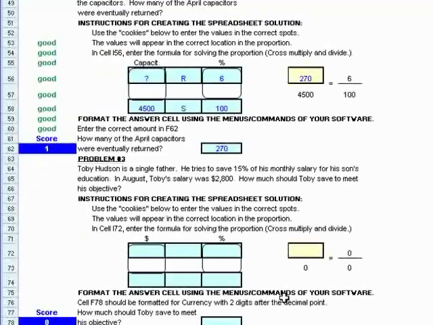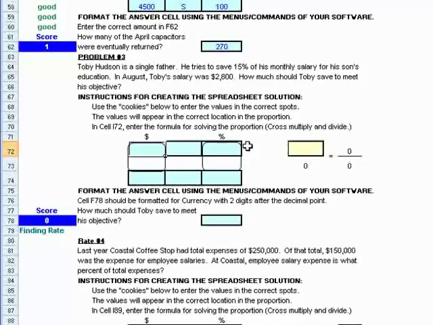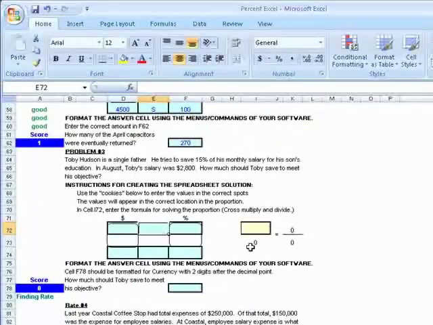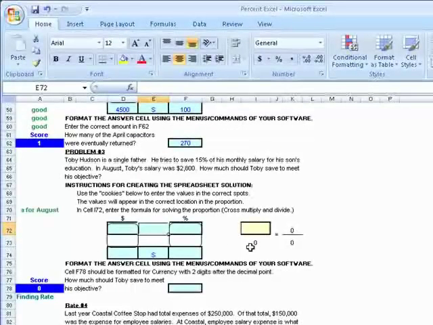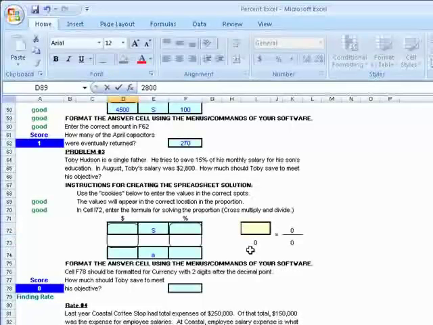Toby Hudson is a single father. He tries to save 15% of his monthly salary, so salary is what we're talking about. Nope, A for August, sorry. In August, Toby's salary is $2,800. How much should he save? So we'll put S for save there. His August salary was $2,800. Oops, that's not the right spot. $2,800.